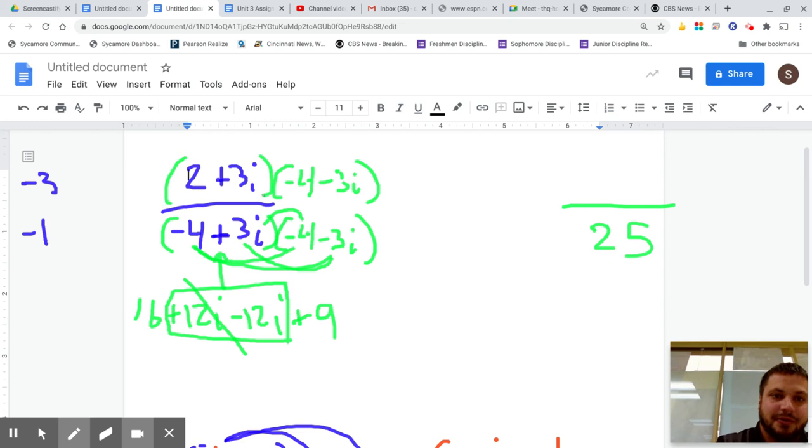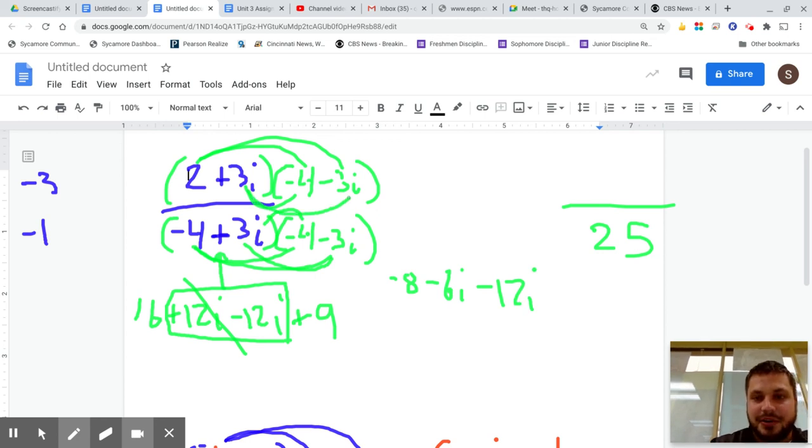On the top, I'm now going to FOIL these together. 2 times negative 4 is negative 8. 2 times negative 3i is minus 6i. 3i times negative 4 is minus 12i. 3i times negative 3i, put it in your calculator if you need to, is positive 9. Negative 8 plus 9 is 1, minus 18i. I'll put this in the numerator.